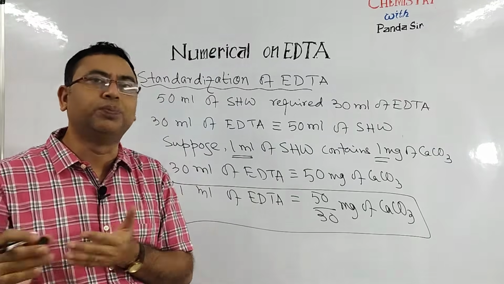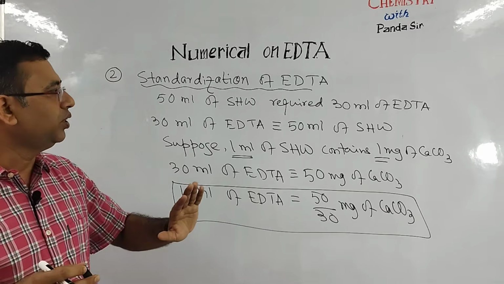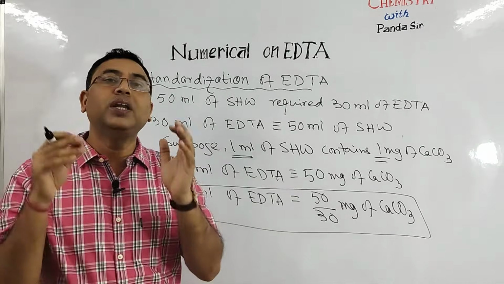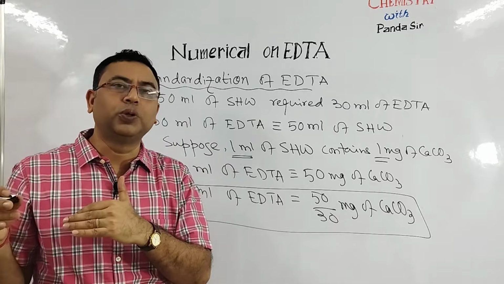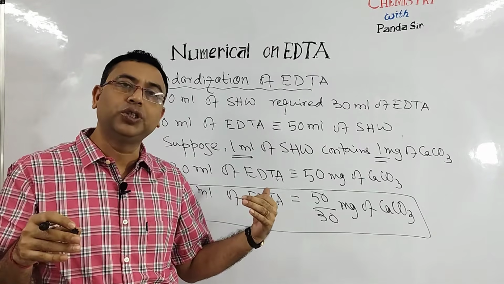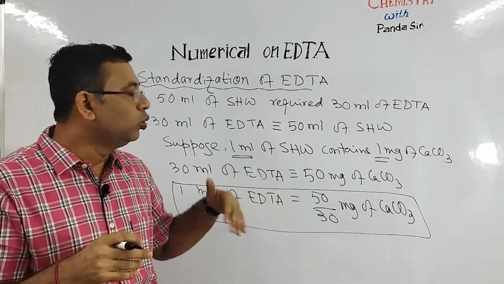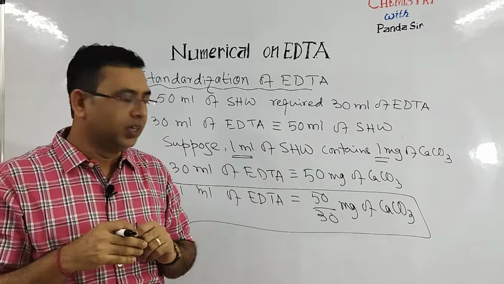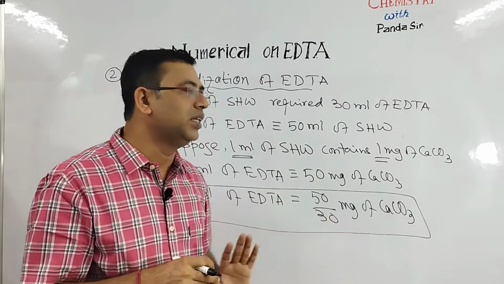You can see, so simple. Only once we understand the thing in a better way, I hope my video will help you. No matter how much you understood before, after listening to this video I am very sure you will be in a position to do it better and deliver it better. So 1 ml of EDTA equals 50 by 30 milligram of calcium carbonate.